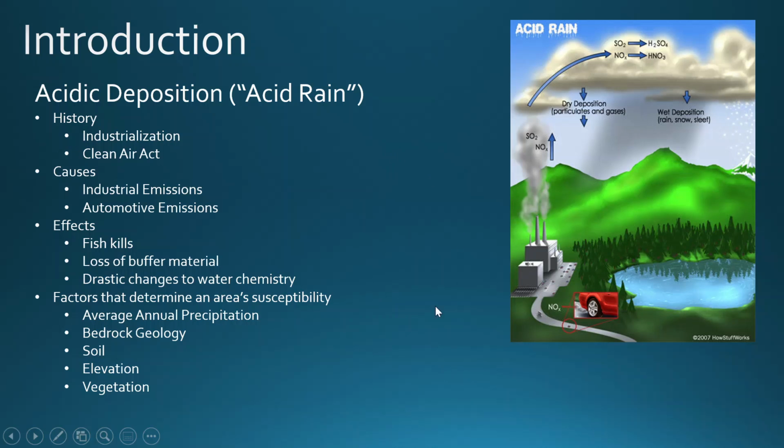And then just some more factors that determine an area's susceptibility is annual precipitation. The more rain you get, the more likely that rain is going to have acidic components. The bedrock geology, your limestones, which are rich in calcium, are going to be more likely to resist changes in acidity than your igneous bedrock that has very little calcium or magnesium in it to resist the changes. Your soil, same thing. Elevation, your slope aspect and your slope ratio, where your water is collecting when it falls to the terrestrial environment is important, and then vegetation.